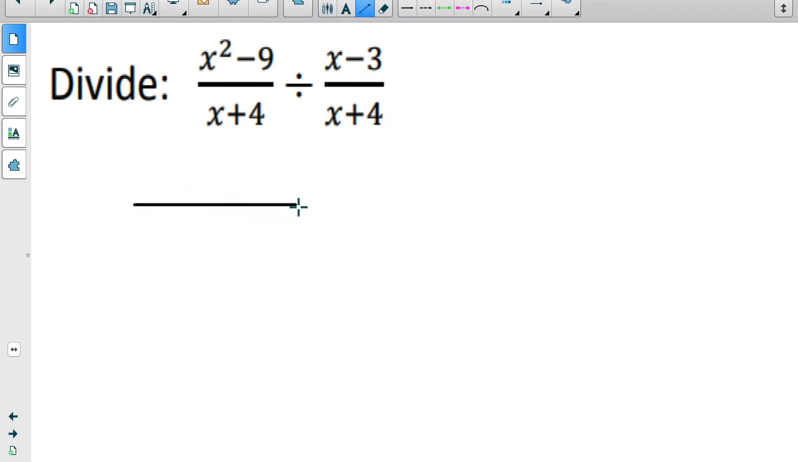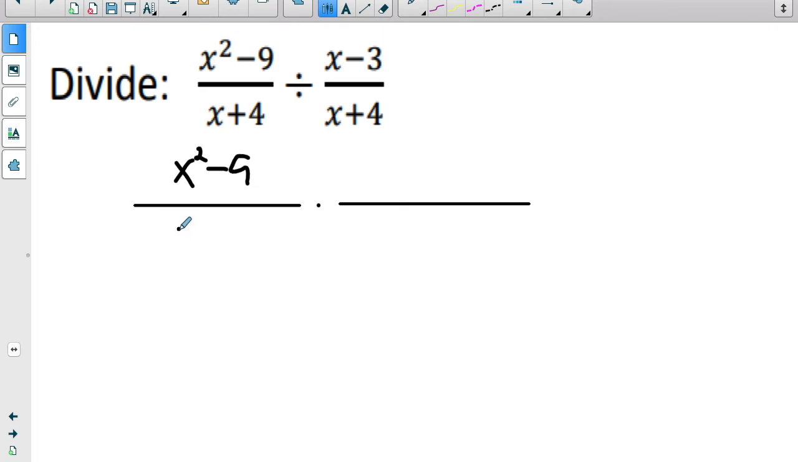Okay, so we'll look at this one here. This one will have a little bit more to it than the last one. Now if we look at this, the first thing we need to do is change it from division to multiplication. So x squared minus 9 would stay on top. The x plus 4 in our first expression would stay on top. Now the second rational expression will flip, which will give us x plus 4 on top and x minus 3 on bottom.